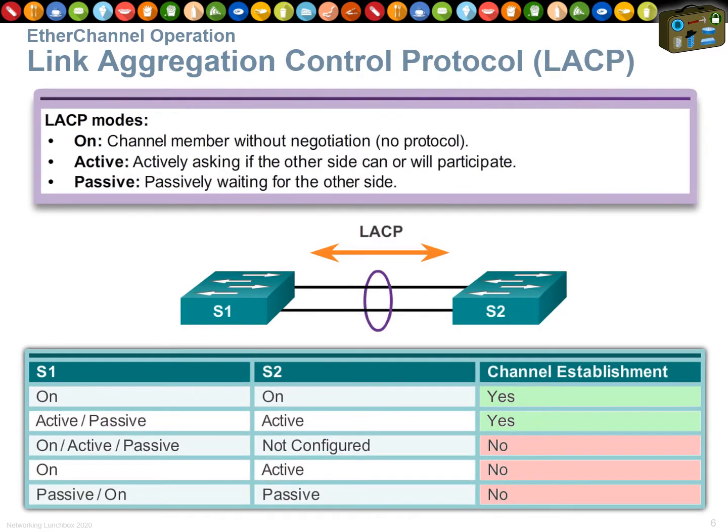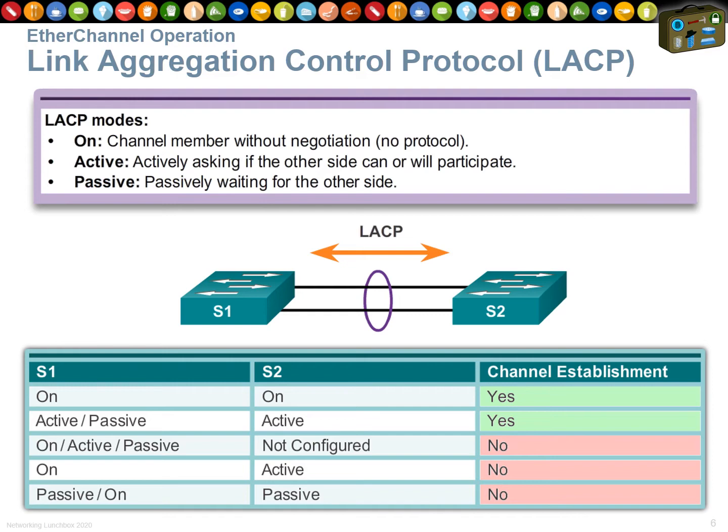Link Aggregation Control Protocol is the open standard. So if you've got a Cisco device and a non-Cisco device, or a VM server, or some sort of Linux box, or adapter teaming on a Windows box, you'd want to use LACP instead of PAgP. So on is on, same as before, but instead of auto and desirable, now we have active and passive.